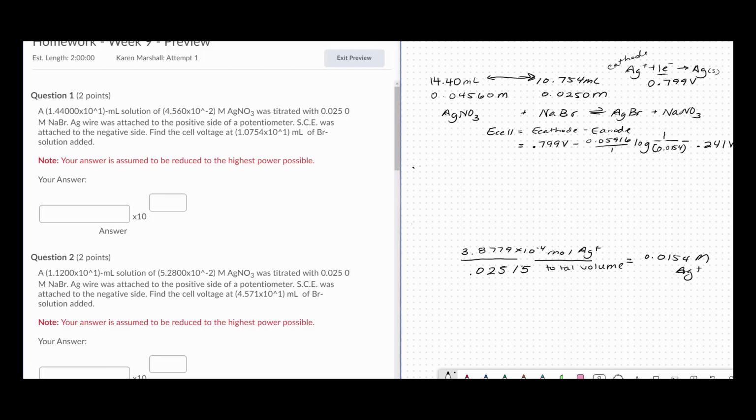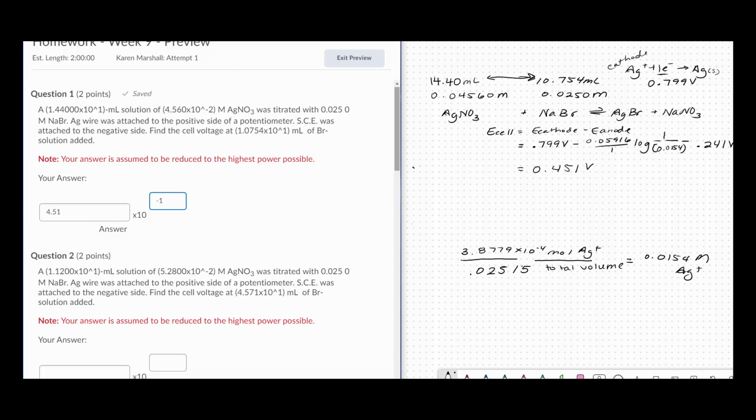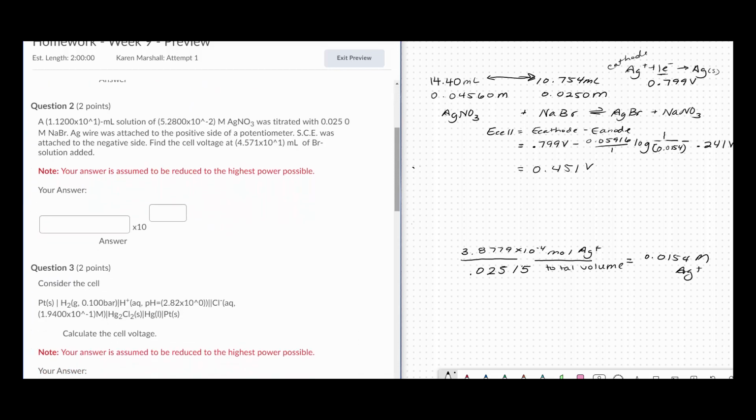And I get an E of the cell at this point in the titration is equal to 0.451 volts. Now the system wants you to put this in scientific notation. So put 4.51, and then this would be to the negative 1. It doesn't want you to put in a unit for this particular problem.